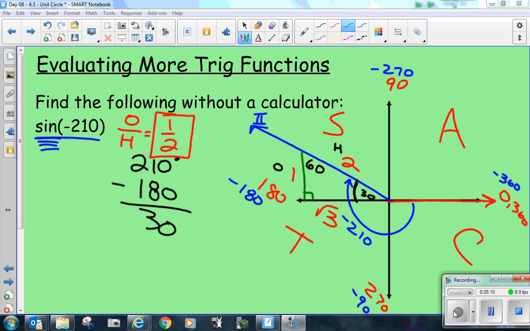And some other students do it this way. Well, the x value is negative in this direction, isn't it? So that would be a negative radical 3. The y is positive in this direction. It's a positive 1. And our hypotenuse is always positive. So it's positive 1 over positive 2. We're good to go. All right?